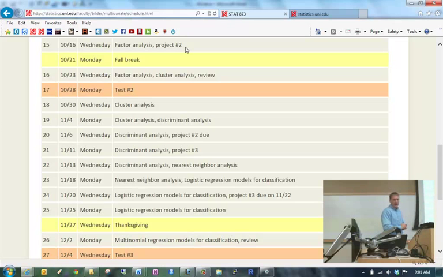Test number 2 is Monday, October 28th. And notice this Monday coming up, October 21st, is fall break. That means we only have one more class after this one before test number 2. So we will review towards the end of our next class. Please be prepared to ask questions if you have them regarding test number 2. Are there any questions before we get going here?